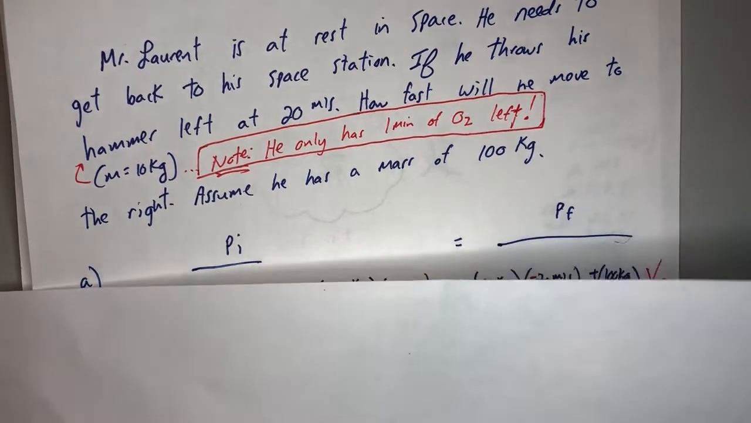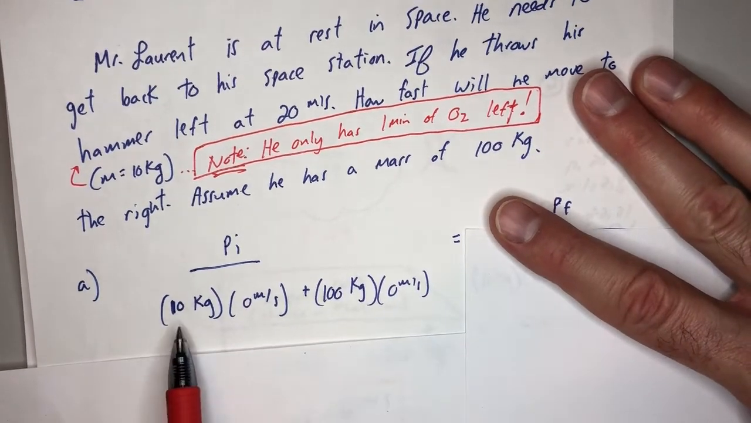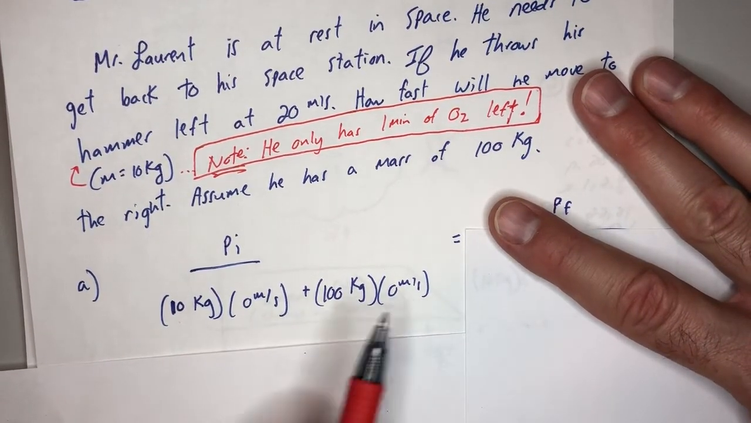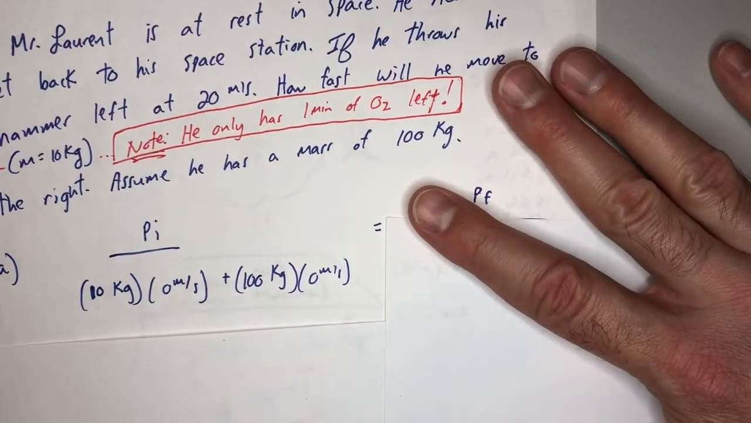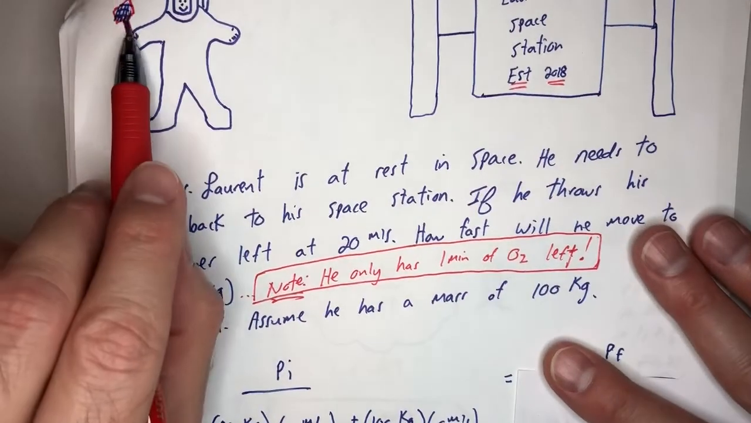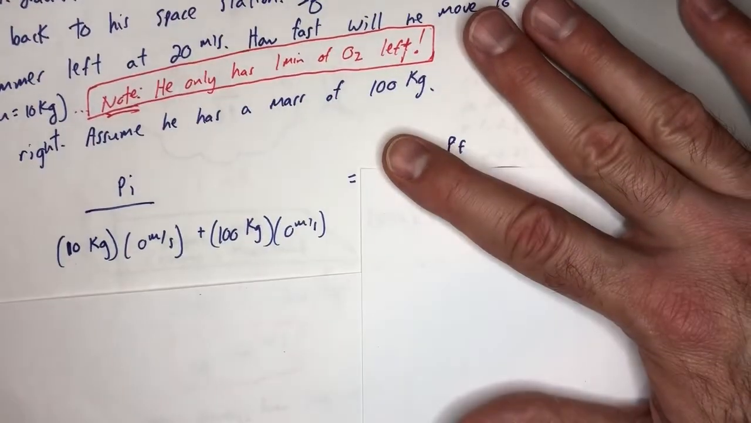Pi, really easy. There was no momentum to start, so there should be no net momentum at the end, right? The mass of the hammer was going 0. The mass of Laurent is going 0. So at the beginning, you have no momentum in the system. At the end, you better have no momentum. You're like, Laurent, how can I have no momentum? The hammer's going to have negative momentum. Laurent's going to have positive momentum. It'll sum to 0. Let's see if this works.